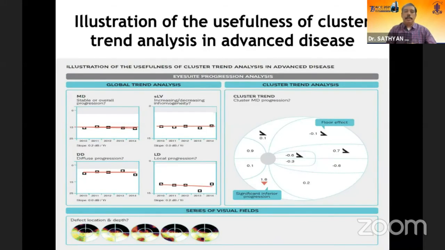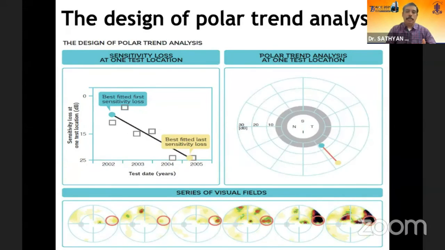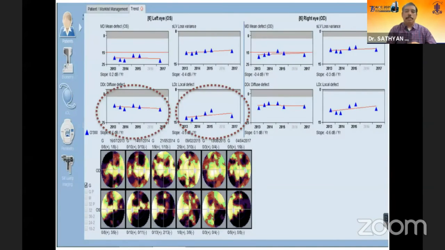And in a similar way, you can see the black arrows here that show that it is a floor effect. You cannot expect anything more to happen. So it just indicates there's nothing more to lose. Once you see that, then you move on to the next strategy. Looking at the polar trend analysis, this shows how much of the loss of the RNFL in that area. If you have a longer line, that means more loss. You have the green color, that means that is improving. Some patients may have those improving signs also. So these are some of the examples you see.